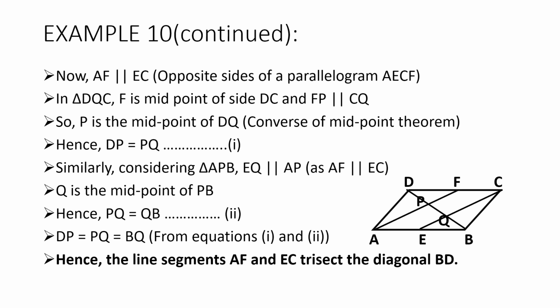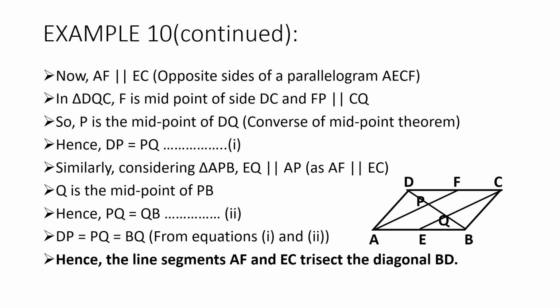Similarly, now consider triangle APB. In triangle APB, EQ and AP are parallel. Q is the midpoint of PB. Why? Because again by the converse of midpoint theorem, since the two lines are parallel over here, Q is the midpoint of PB. Hence PQ is equal to QB.